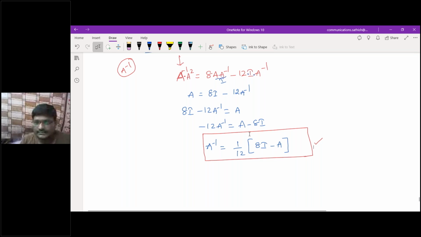Suppose in the same thing, if I want to get the value of your A power minus 2, what I will do? For this itself, I will go with what? Simply, I will multiply A inverse with A inverse. Then what is 1 by 12 into 8I A inverse minus A inverse.